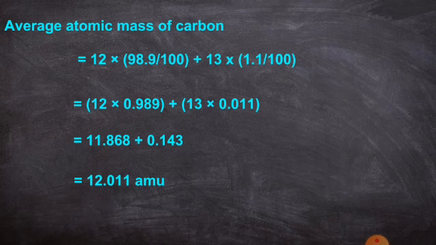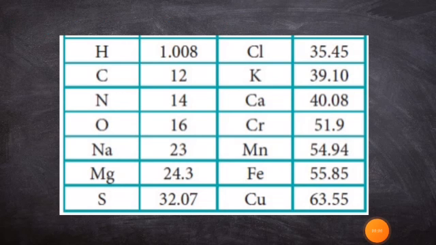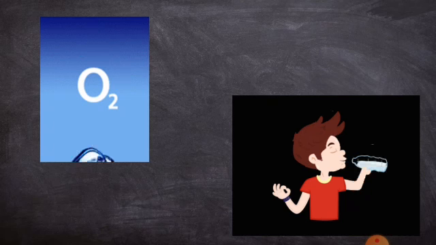And if you do the multiplication and addition, finally you will get 12.011 AMU. So the average atomic mass of carbon is equal to 12.011 AMU. So here they have listed some elements with atomic mass. If you want to represent it in gram, then it is said to be gram atomic mass. Next we move on to another topic.